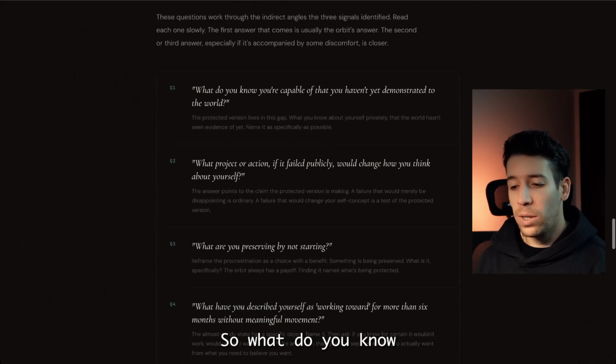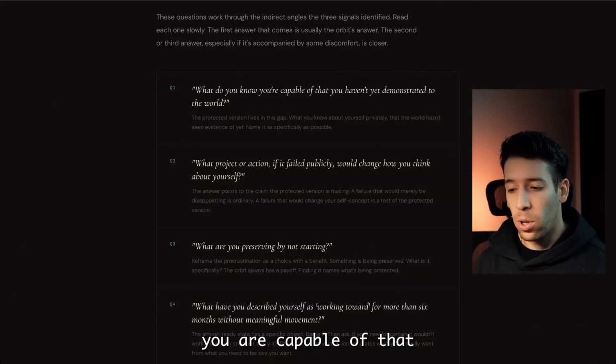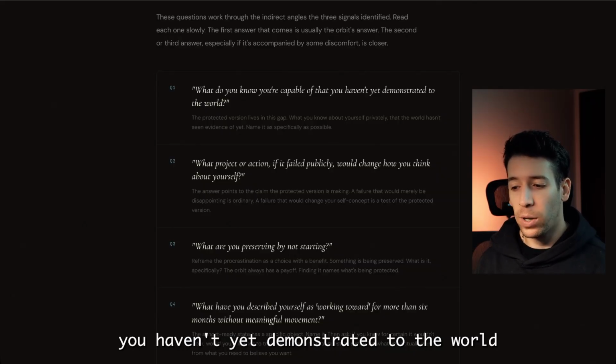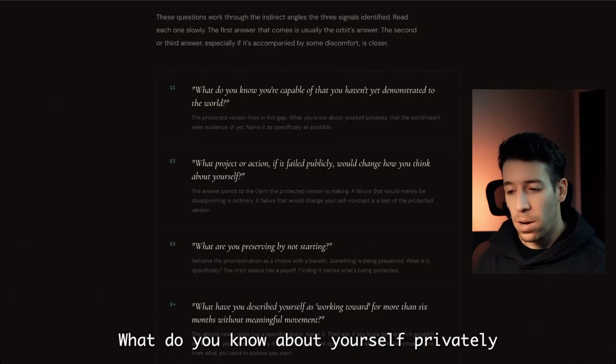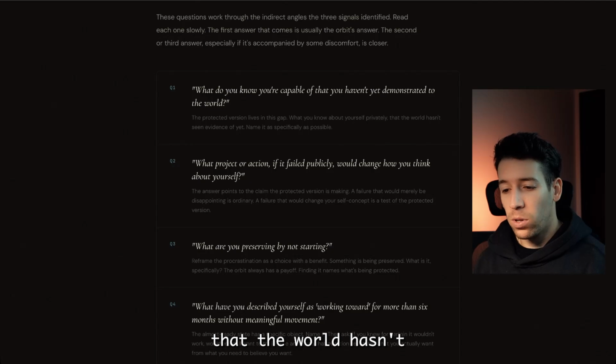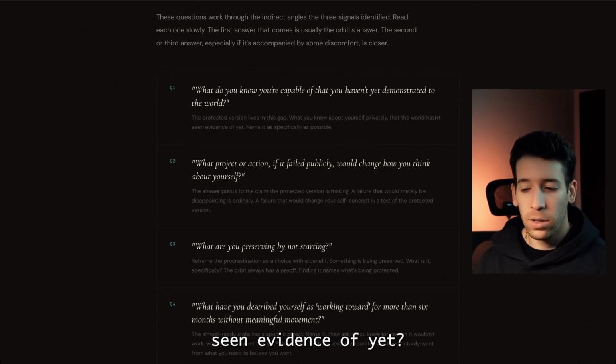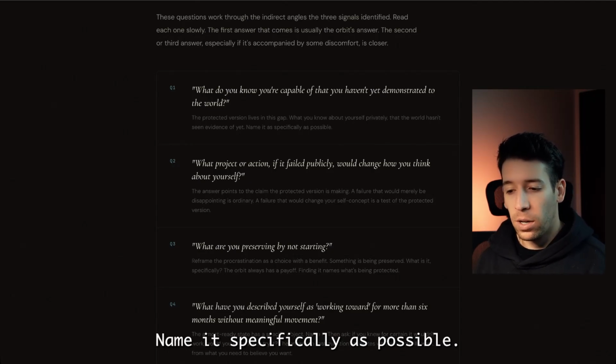So, what do you know you are capable of that you haven't yet demonstrated to the world? The protected version lives in this gap. What you know about yourself privately that the world hasn't seen evidence of yet. Name it as specifically as possible.